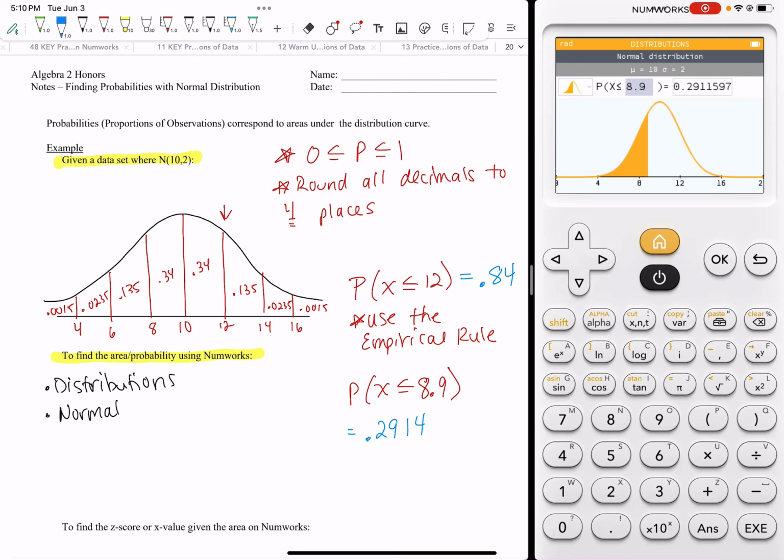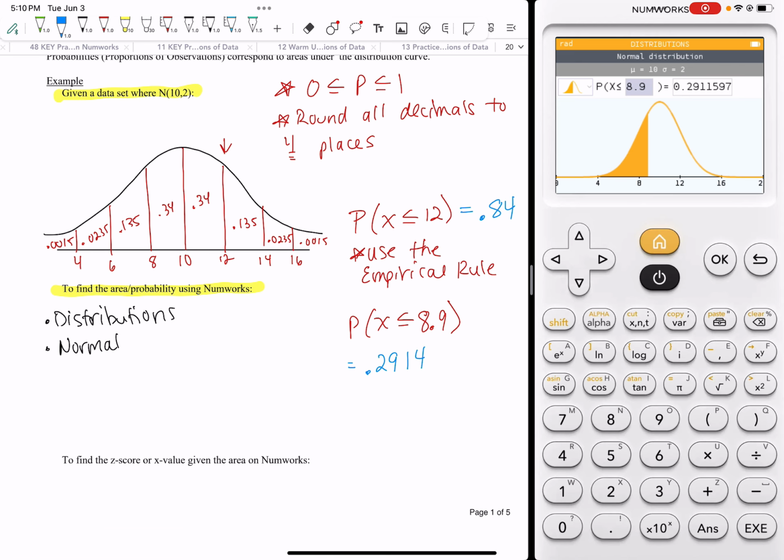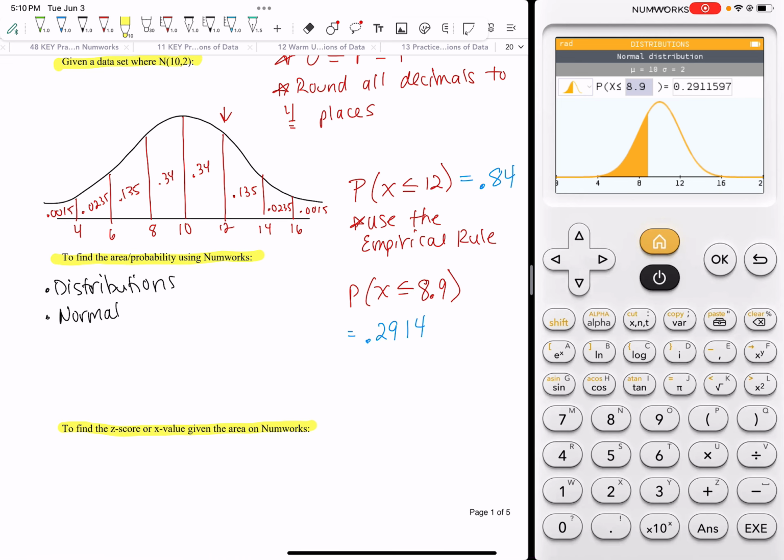If you're asked the question, what is the probability that? Here's where we go, okay? Now, the reverse can happen where I'm going to give you the probability, which means I'm giving you the area, and then you're going to find either the x value or the z-score that goes with it. We're literally going to be in the same menu.